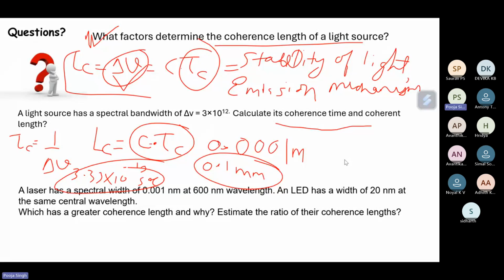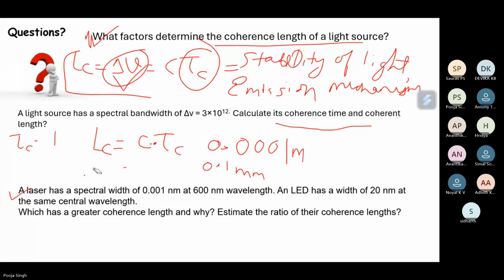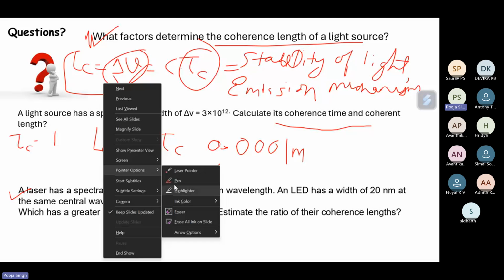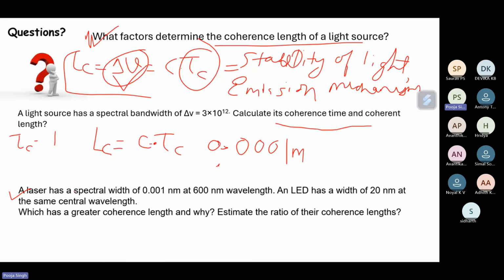Now again, the next question is basically simple, but it has detailed structure information. Let me delete this one. So here, a laser has a spectral width, and spectral width means delta lambda, 0.001 nanometer is given, and lambda is given as 600 nanometer. Now an LED has a width of 20 nanometer at the same central wavelength.